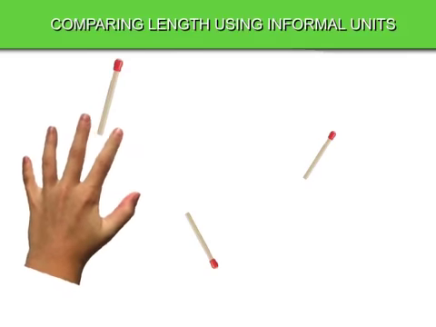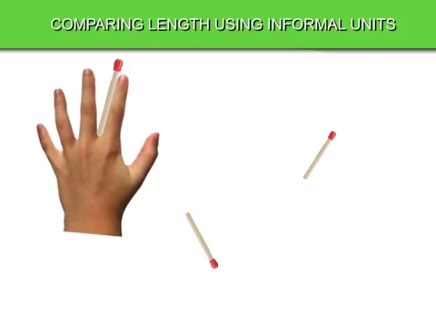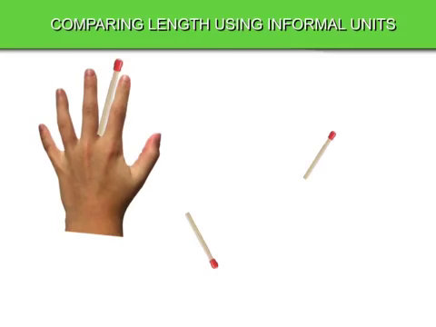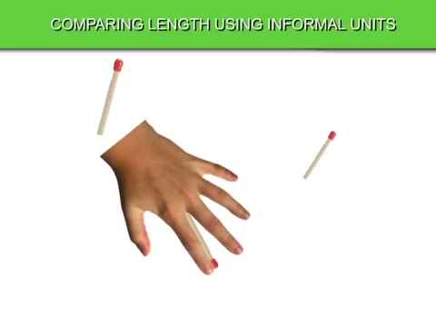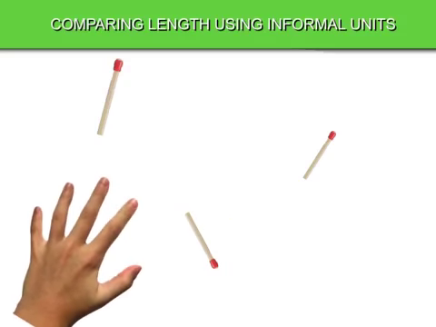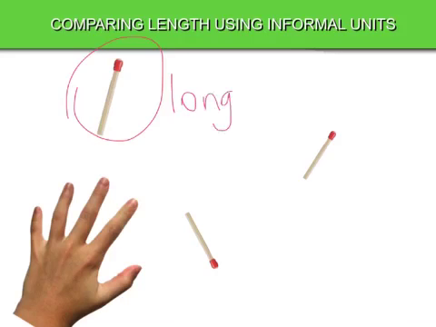So let's have a look at this one now. Same again, I line up the match with my finger, and I can see that this one's quite a fair bit longer than my finger. So if this one was longer than my finger, and this one was about the same length as my finger, which one of those two is longer? Yeah, that's right. This one here is the longest. Can you remember which one was the shortest? Yeah, this one. That was the shortest one there.